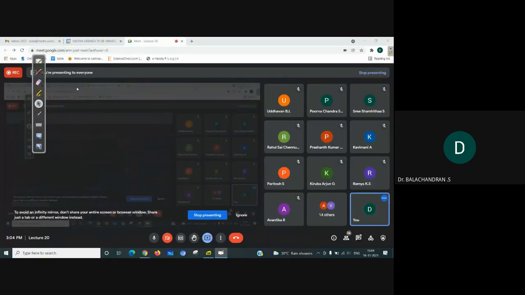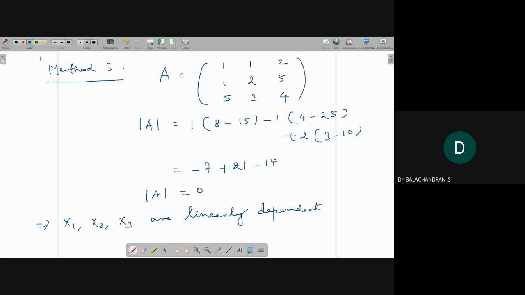So I will give you one practice problem. You can try. But in method 3, you cannot write a linear combination of the other two. Only by using method 1 and method 2 can you write it.